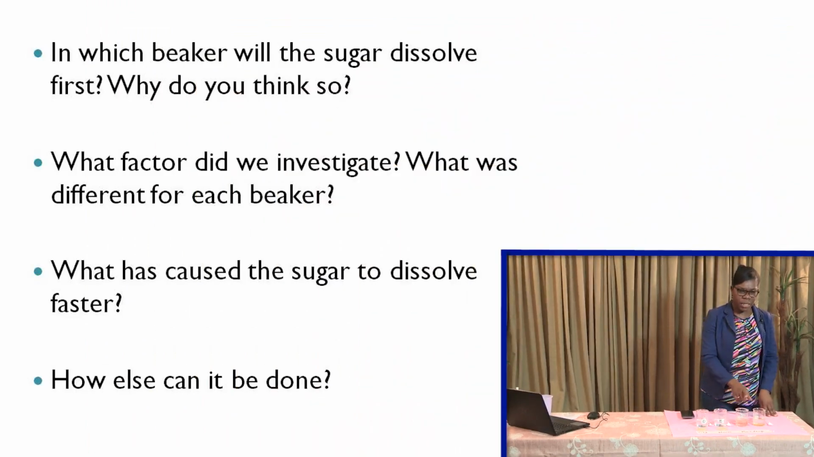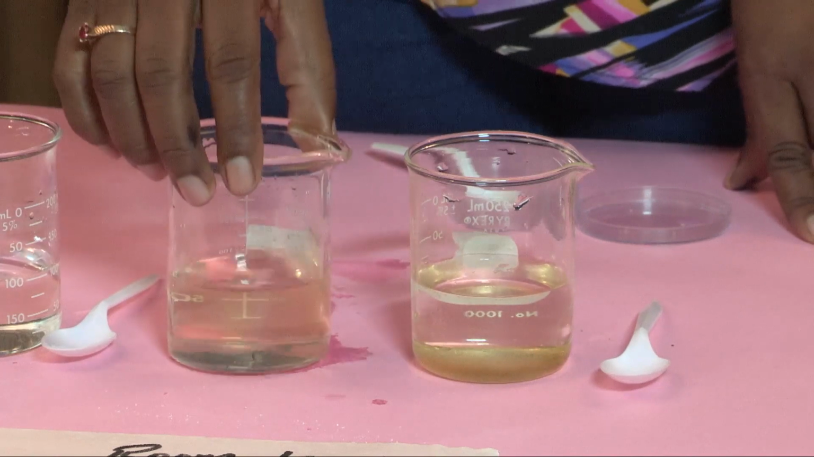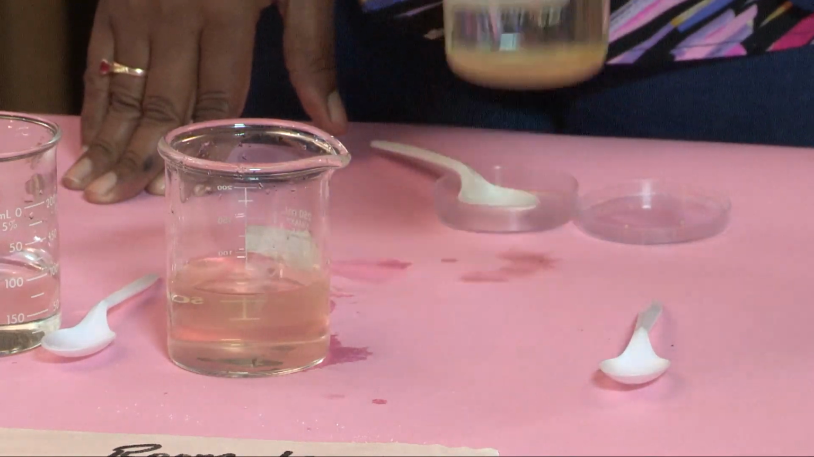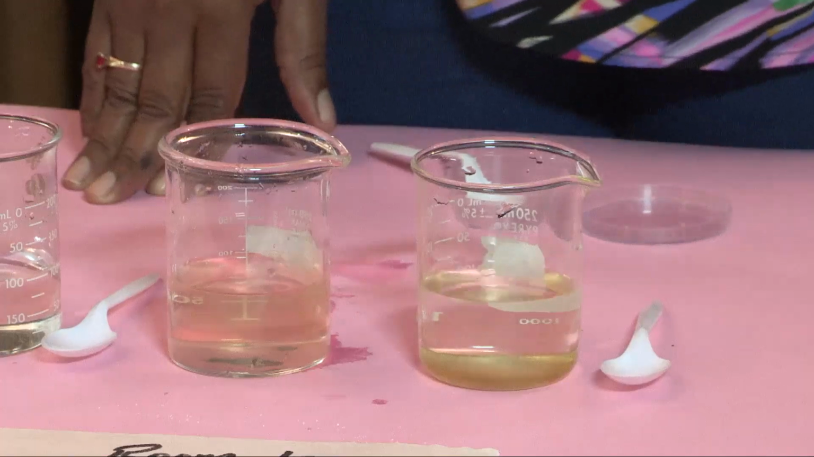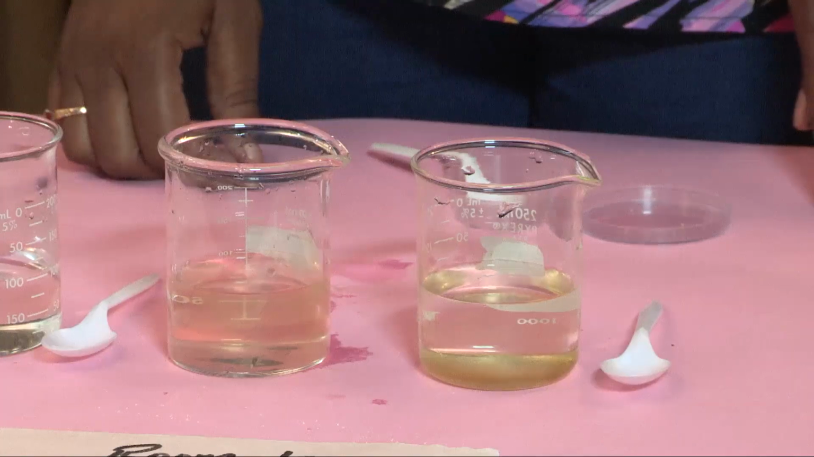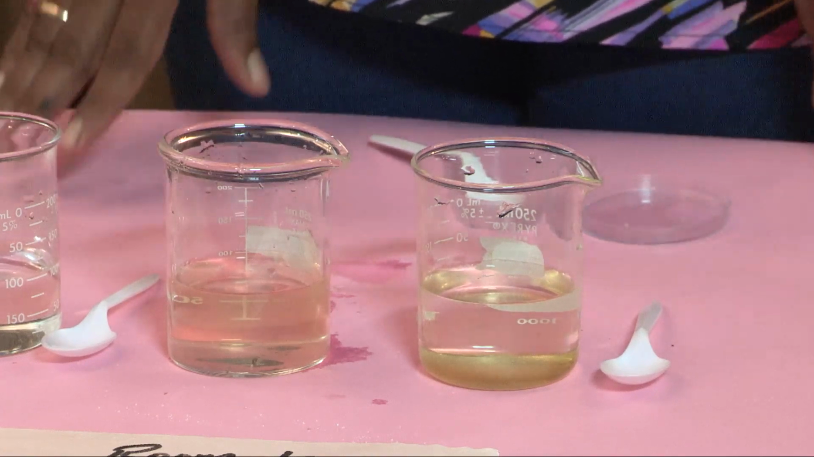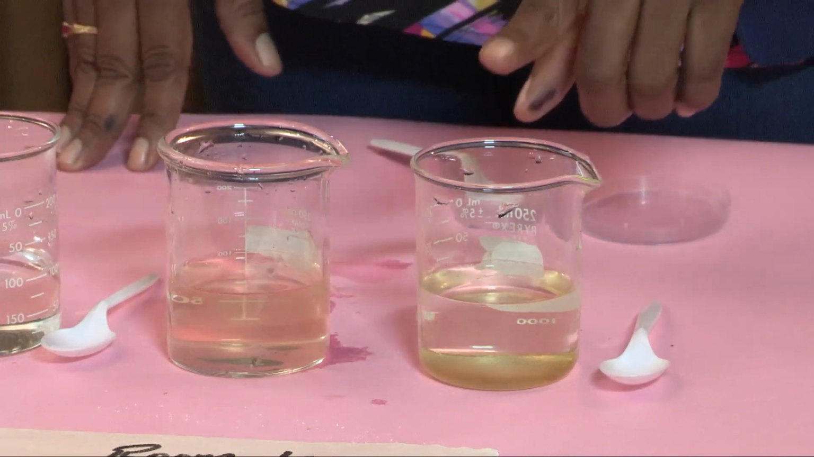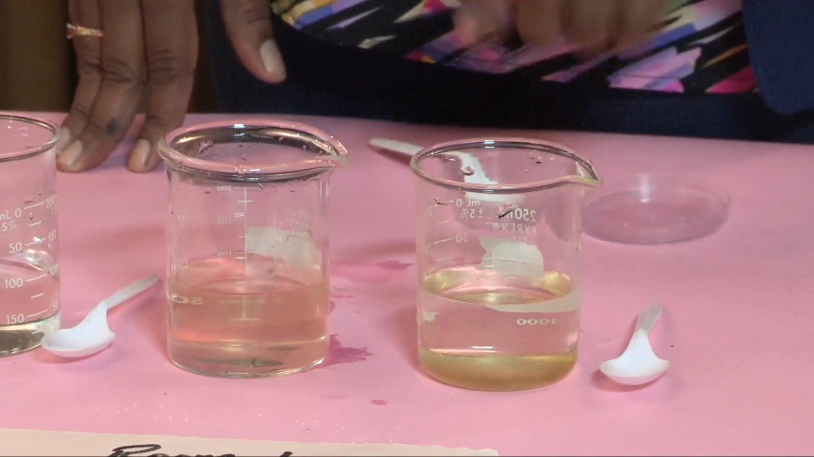Good. So what factor did we investigate here? Where in A, we add the sugar and leave it as it is, while in B, we stirred the sugar in the water. And here we see all the sugar has dissolved, and in the other, the sugar is still there. What was different about these two mixtures? What did we do differently? Good. One was stirred and the other wasn't.